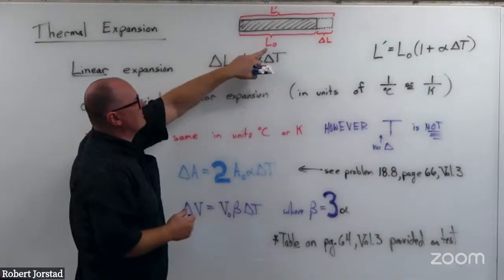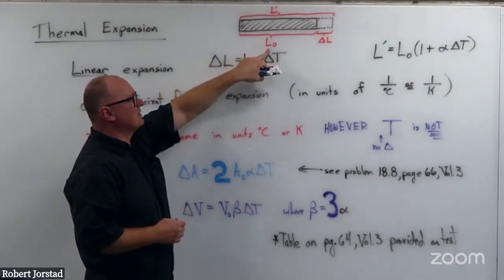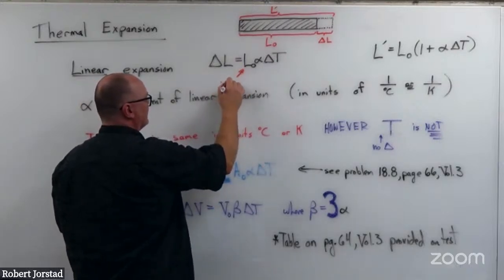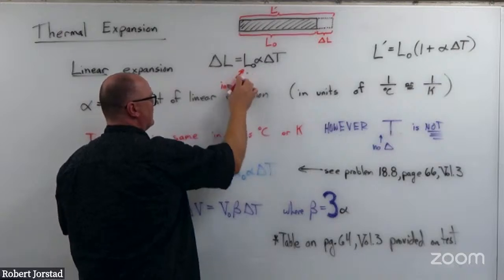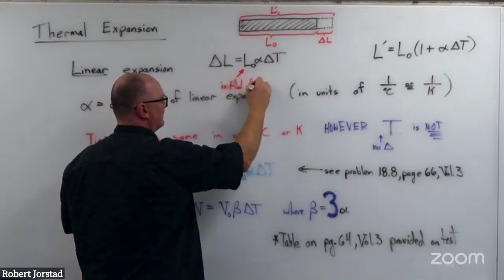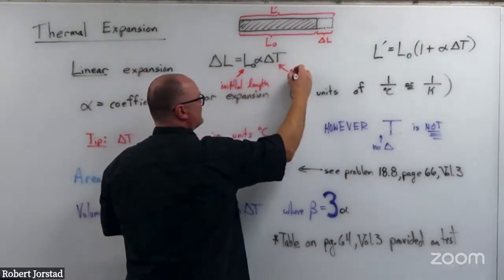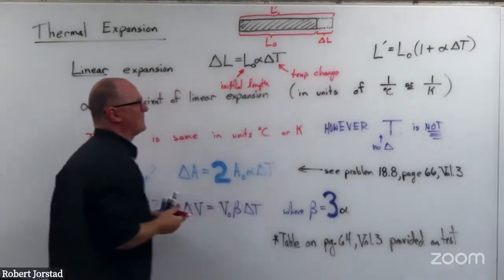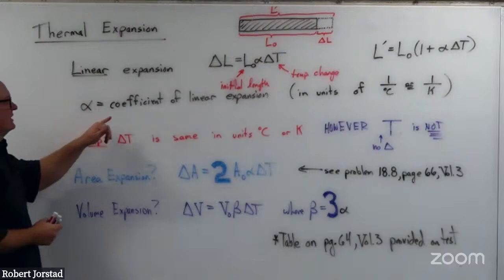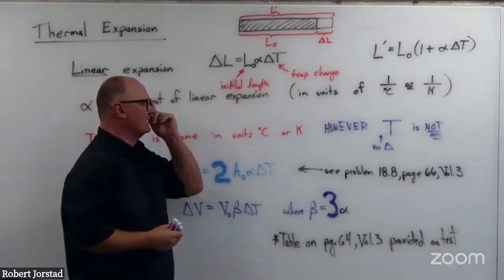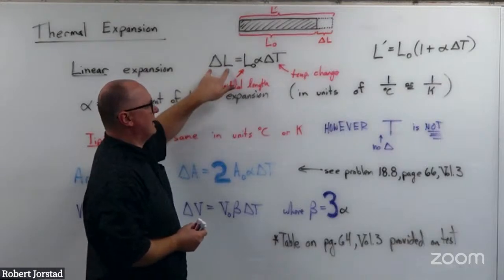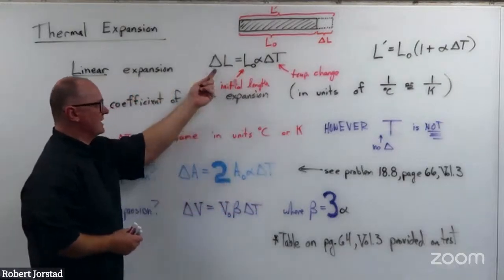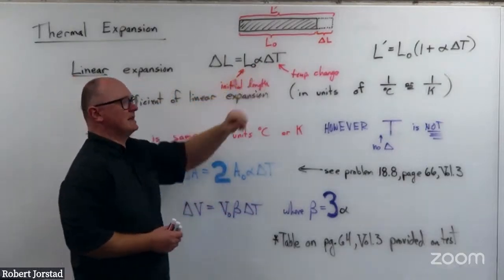So L subscript 0, L naught, is the initial length of the rod. This is the temperature change, so how much you change the temperature of the rod. And then alpha is called the coefficient of linear expansion. Now from this, a change in length, that's how much the rod grows, is given in meters. This is usually given in degrees Celsius.